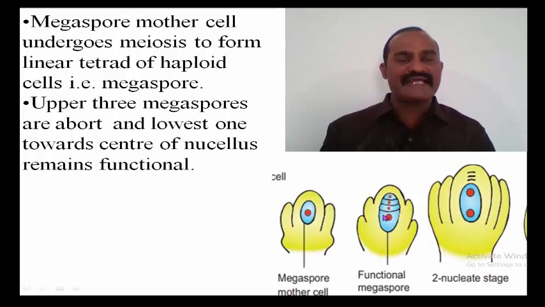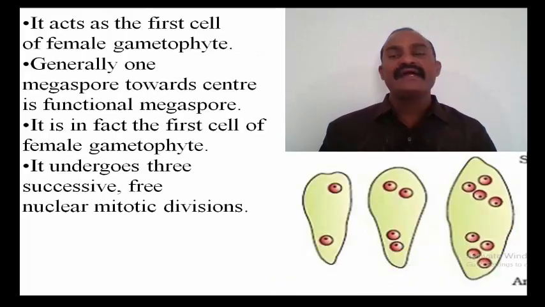Now out of these 4 megaspores, in most plants, the upper 3 micropylar ones undergo abortion, they degenerate, they remain nonfunctional, or in fact they are destroyed. Only the lower basal chalazal one becomes the functional megaspore. Most angiosperms will have only one, the lower basal chalazal megaspore becoming functional, and the 3 micropylar megaspores degenerate. Then this single functional megaspore acts as the first cell of the female gametophyte.